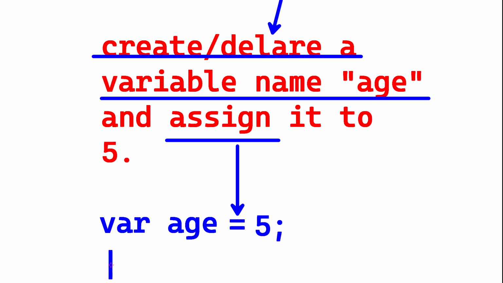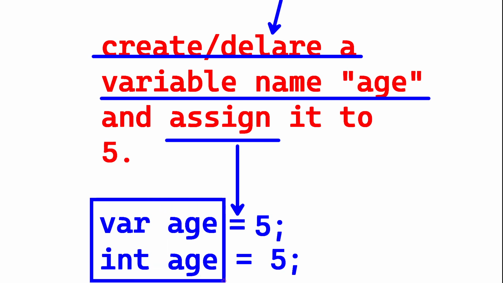Obviously, if you don't want to use var, since age is going to be a number, you can use int. It's still the same thing. So int age and then assign it to 5. So this is just a simple grammar: create a variable called age. You can use either of these methods and then assign it to 5. All right, so that's simply it.